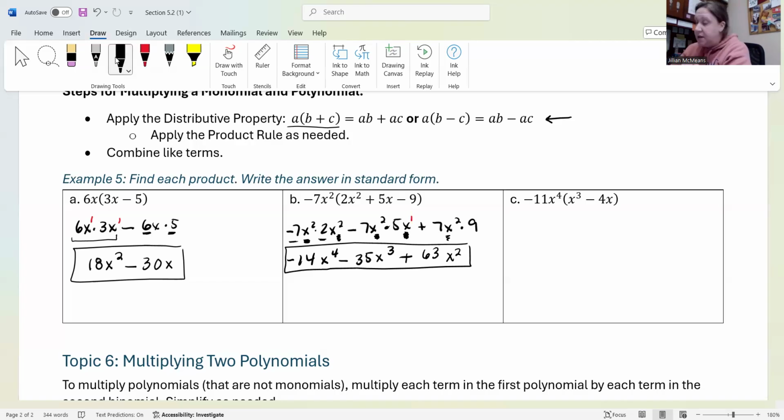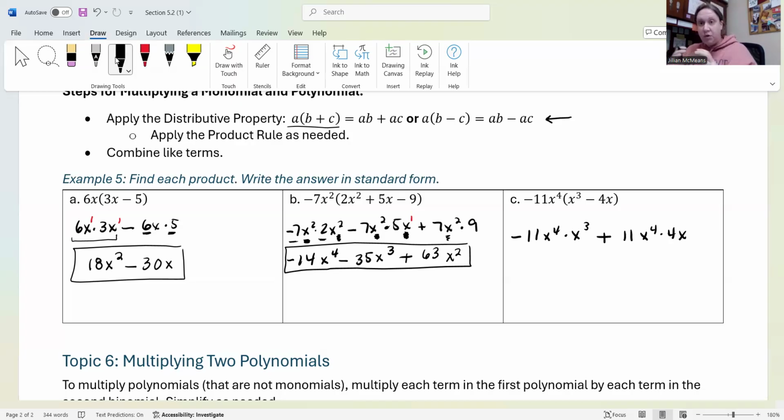All right, finally, part C, we have negative 11x to the fourth times x to the third minus 4x. So I'm going to do the distributing part. So negative 11x to the fourth needs to be multiplied by positive x to the third. So that's going to be negative. So I get 11x to the fourth times x to the third. And then negative 11x to the fourth times negative 4x, that's going to become a positive. Remember, when you multiply two negatives, you get a positive. So I'm going to go plus 11x to the fourth times 4x.